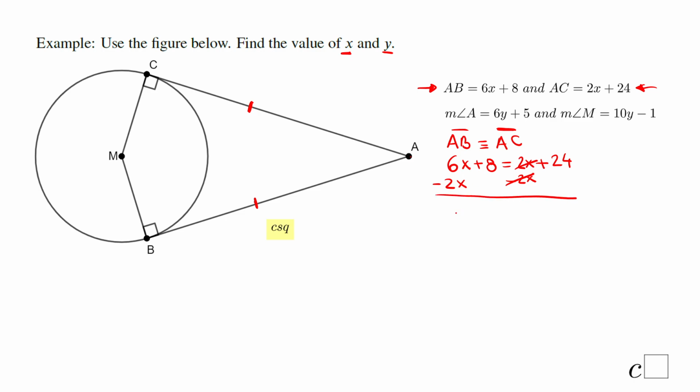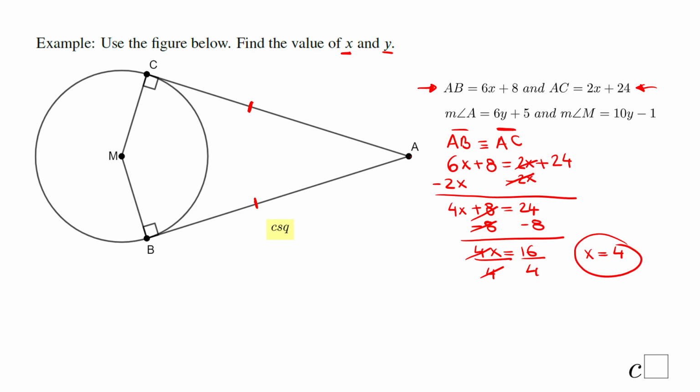We have 6x minus 2x is 4x, plus 8 equals 24, minus 8 to get rid of this plus 8. Obviously on both sides we have 4x equals 16, divide by 4 to get rid of this 4 that is next to the x, and we finish: x equals 4.